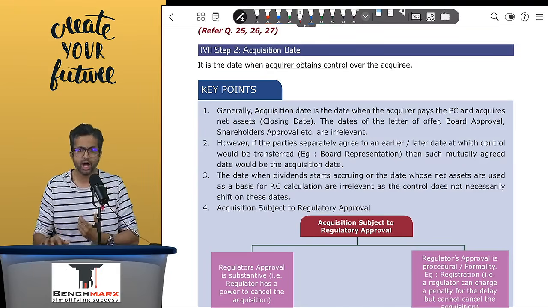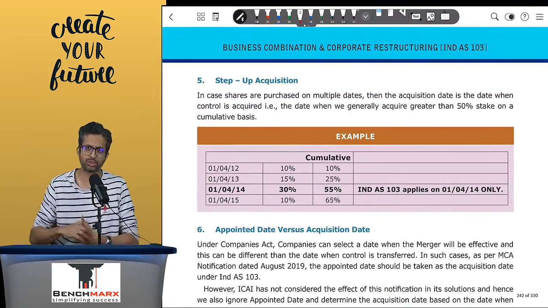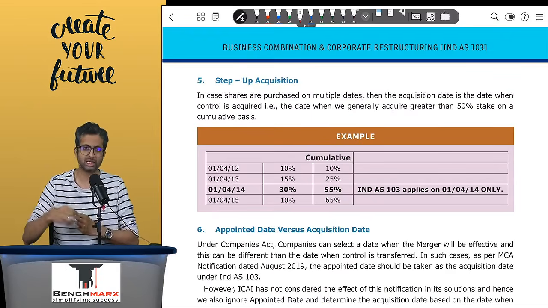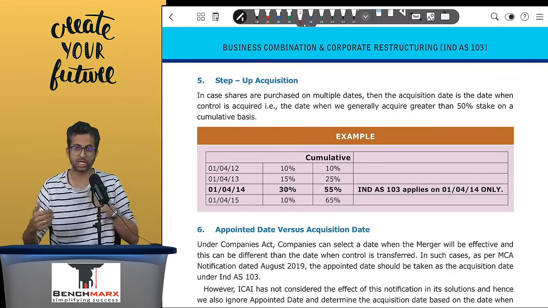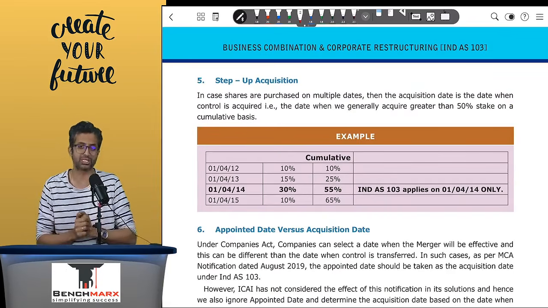Okay. Another interesting case that can possibly arise over here is a step-up acquisition, where you acquire a stake in steps. Let's say you acquire a 10% stake on 1st April 12. Does that give you control? No. Another 15% stake on 1st April 13. Does that give you control?